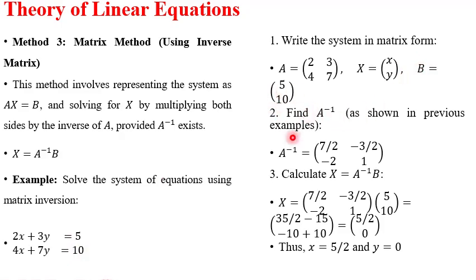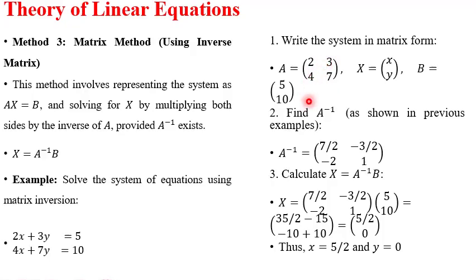All right then, we then find the inverse of this matrix. The inverse of this matrix can be found by exchanging these two elements, so 7 comes up here and 2 comes down here, and we simply change the sign of these.